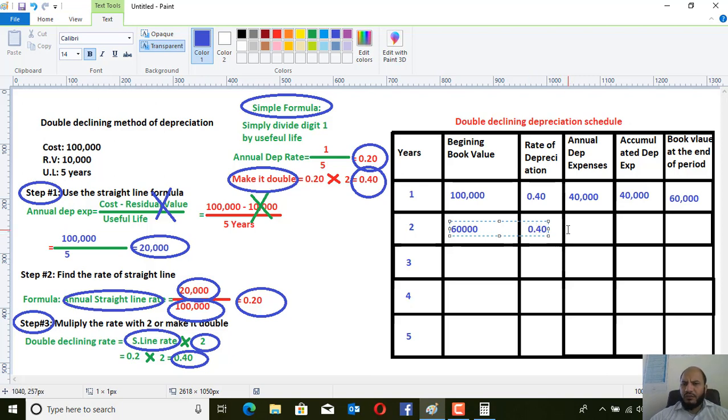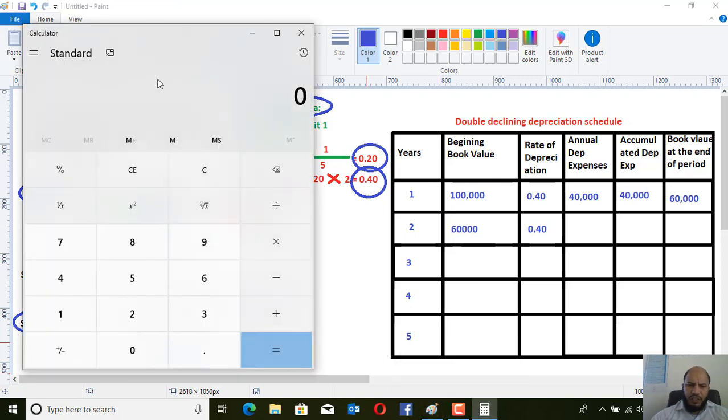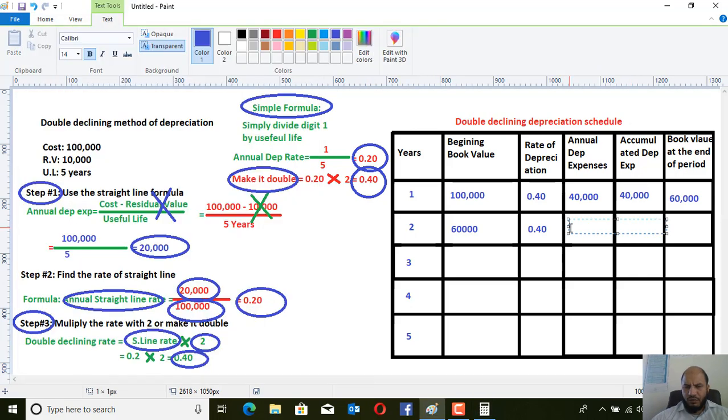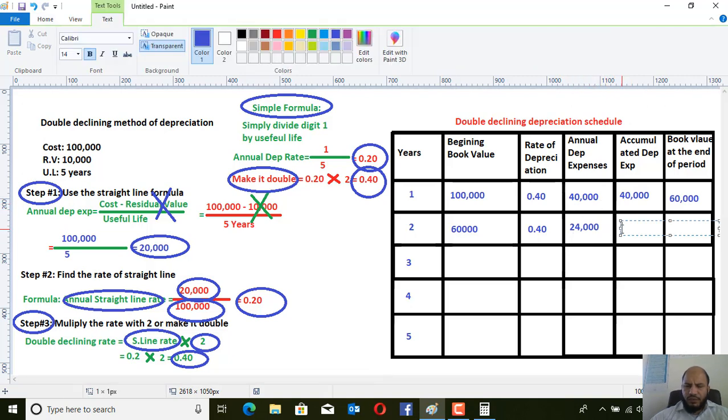So when we multiply, how much will be the result? Over here we have 60,000 multiplied by 0.40, which is equal to 24,000. So here we will write down 24,000 as the annual depreciation expense. How to find the accumulated? The previous year accumulated depreciation plus the current year depreciation, and this is equal to 64,000 rupees.